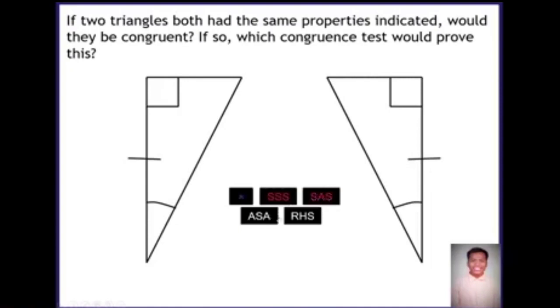So can we use this? So you can use the ASA. Alright, so we can use the ASA. You're given two angles and an included side.